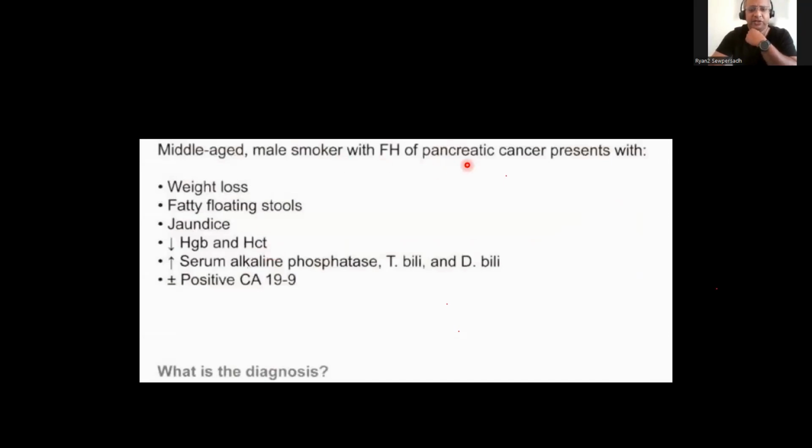Middle-aged male smoker with history of pancreatic cancer comes in with weight loss, fatty floating stool, jaundice, anemia, raised serum alk phos, total bili. So cholestatic enzymes are up. He has positive CA 19-9. Pancreatic cancer, usually it's cancer of the head of the pancreas.